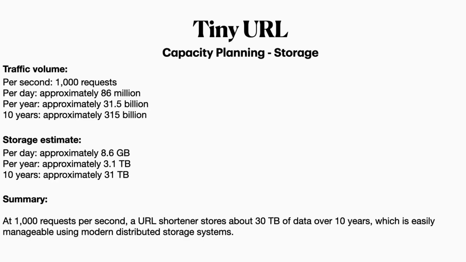Before jumping into architecture, we need to understand the scale. At 1000 requests per second, we are handling roughly 86 million requests per day, about 31.5 billion requests per year, and roughly 315 billion URLs over 10 years. Assuming each URL record is about 100 bytes, that's around 30 terabytes of storage over 10 years, which is very manageable using modern distributed databases.